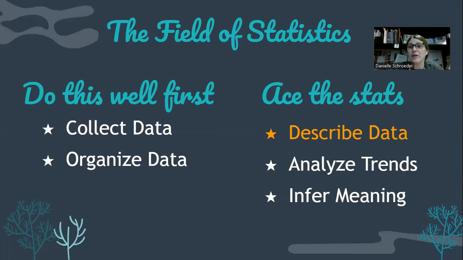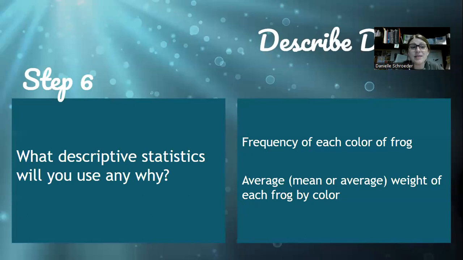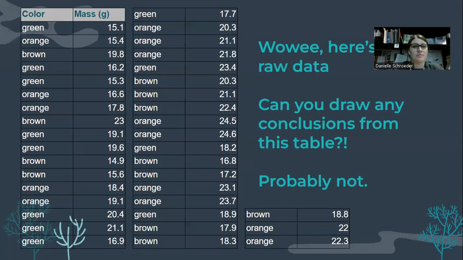All right, so you've collected your data, you've organized your data in a meaningful table. Now we are set up for good statistics. In step 6, you need to consider what descriptive statistics will you use and why. I know that I am going to measure the frequency of each color of frog and the average weight of each frog by color. Let's talk about that a little bit more.